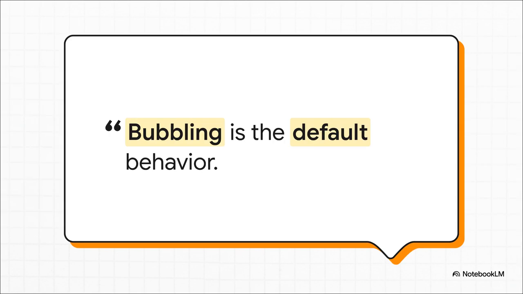And this bubbling behavior is everything. It's the key. Because the event bubbles up from the child, any parent element along that path has a chance to hear it. Our single listener on the container, it's just catching that click event as it bubbles on by. This default behavior is what makes the entire concept of delegation possible.